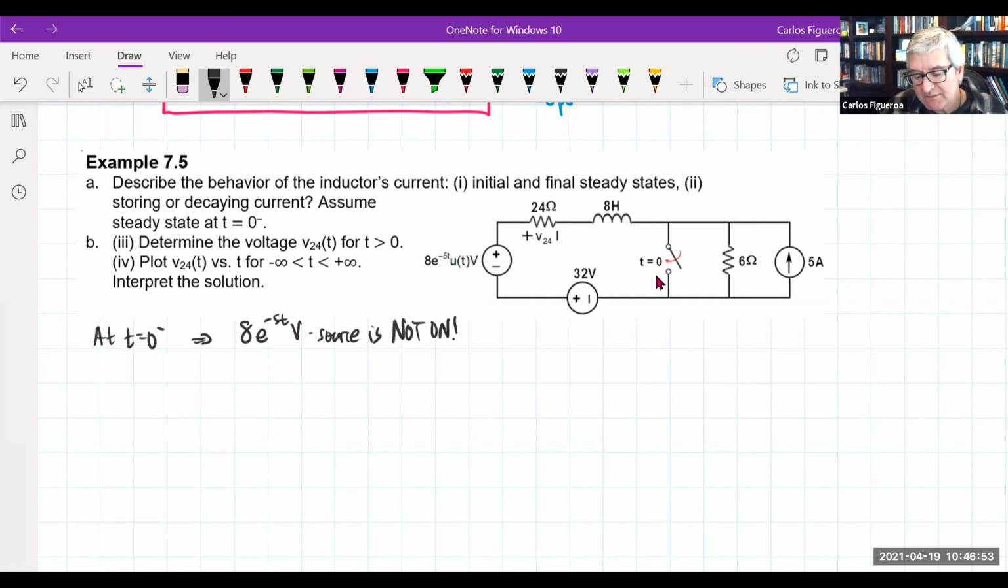So remember, always try to understand your circuit before you start. When I really look at the circuit, this is what I'm seeing: a 24 ohm resistor, an inductor, and a 32 volt source. Here's my 24 ohm. Here's my 8 henry inductor. Look at the switch. It's open. Then I come over here and I have this guy right here.